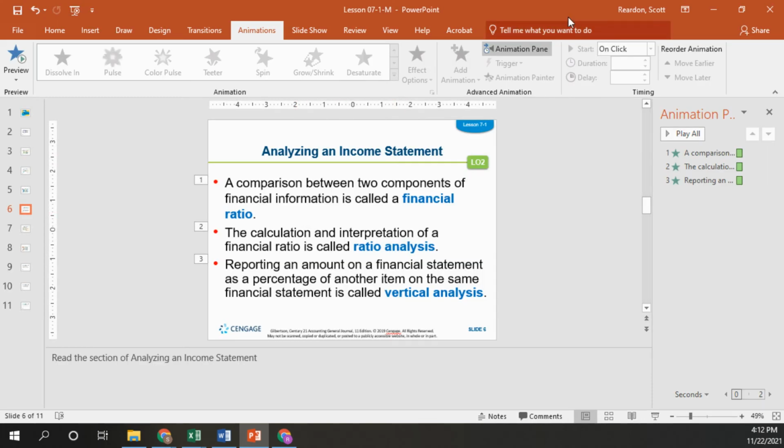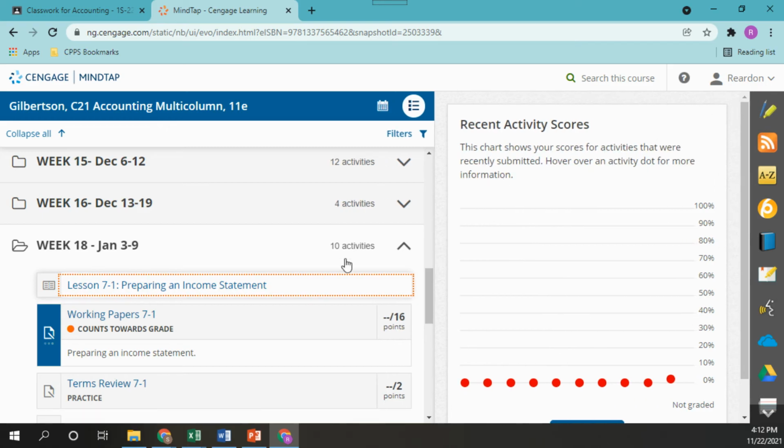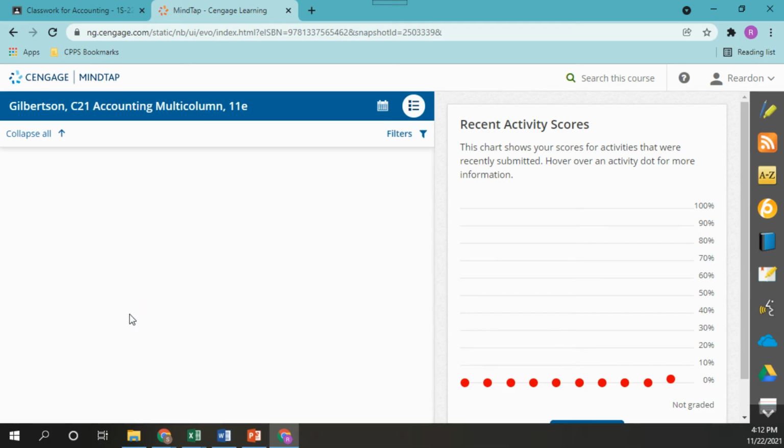Let's go to MindTap. Let me close out of this. And working papers 7-1. You can pull this up with me. We're going to do the work together section.